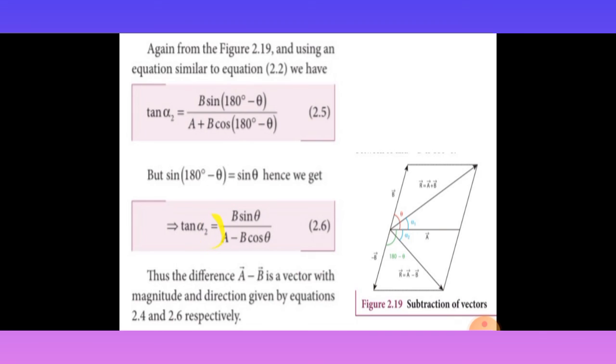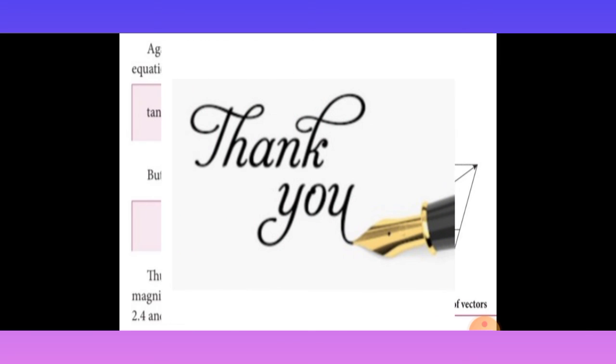From this, what is alpha 2? Alpha 2 is equal to tan inverse of b sin theta divided by a minus b cos theta. So thus the difference a vector minus b vector is a vector with magnitude and direction given by the equations 2.4 and 2.6. Okay. Thank you, students.